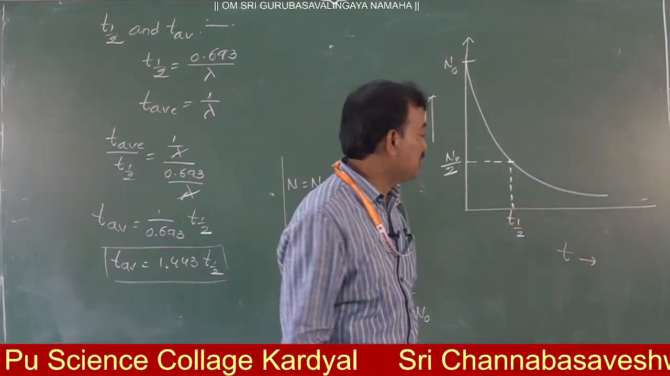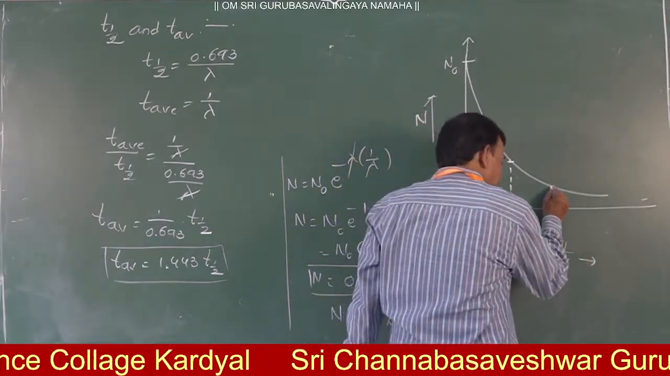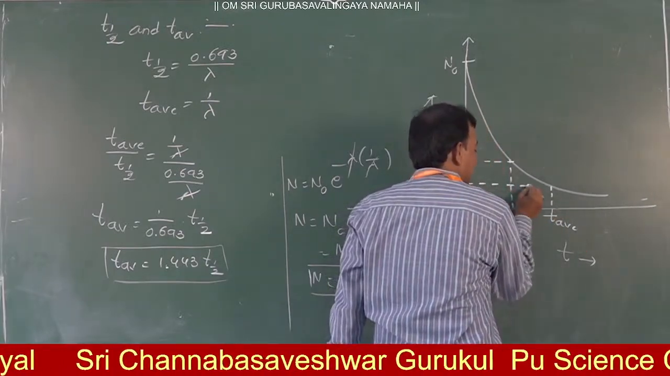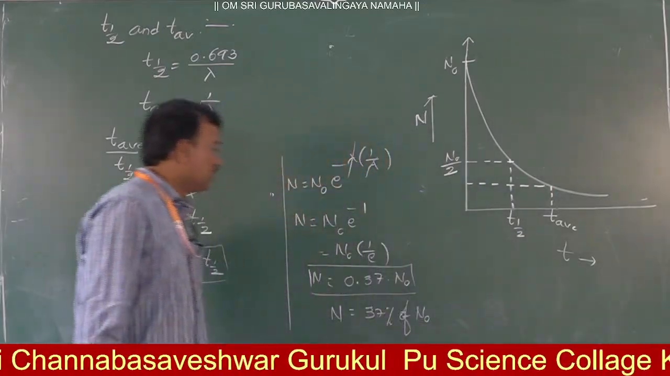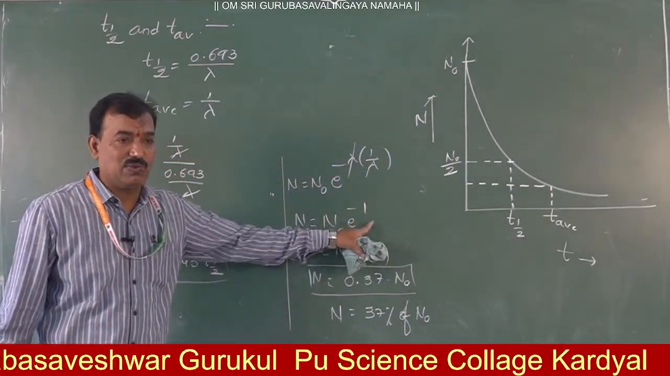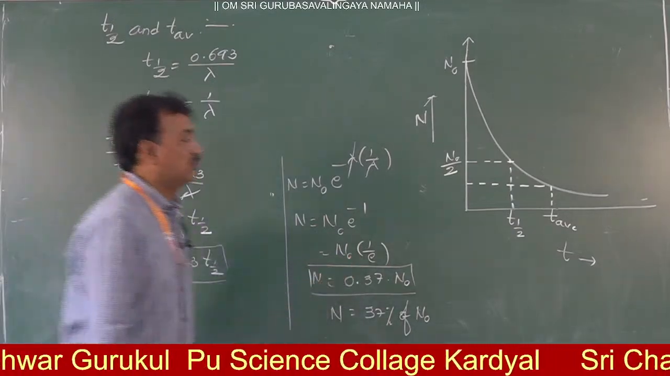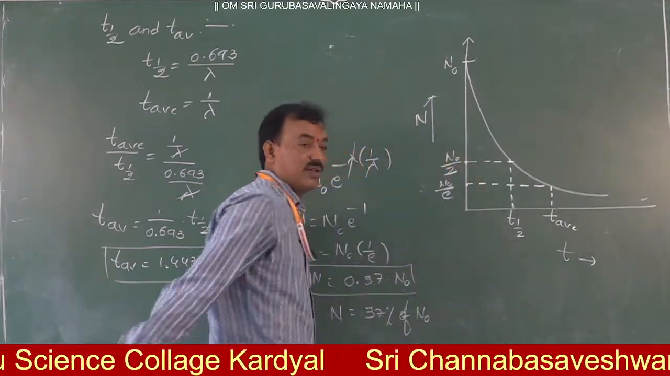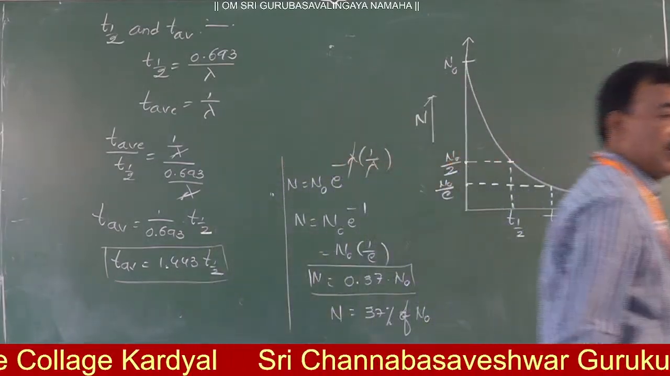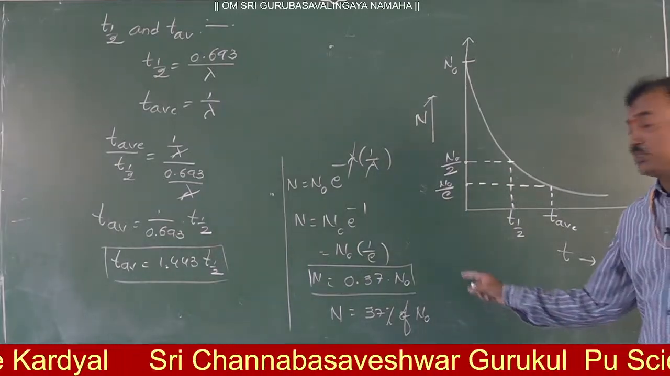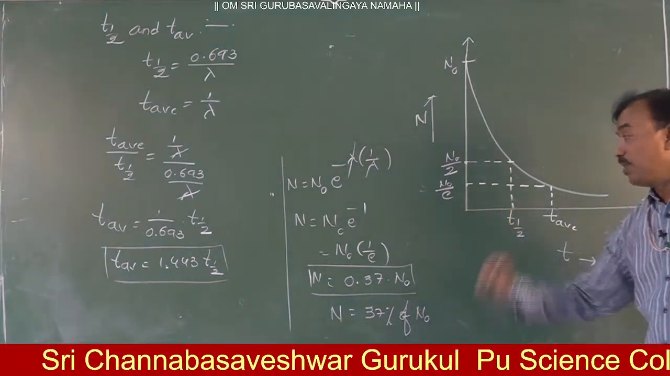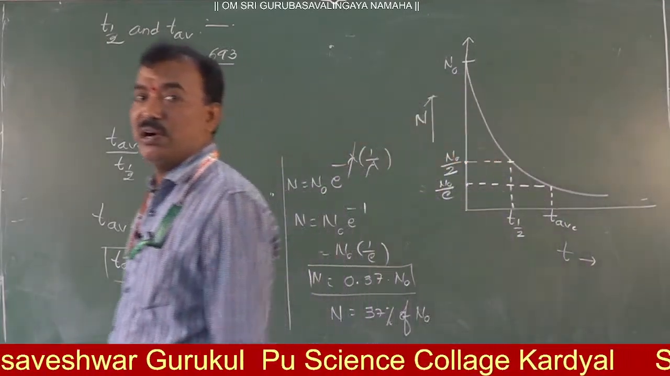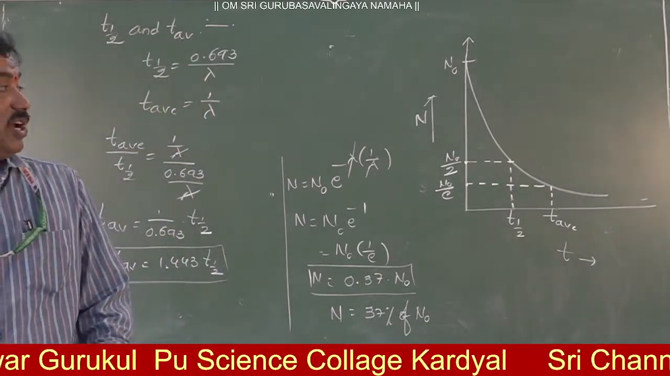Again, next one is the average lifetime, so this is T average. What is the equation here? See this equation: N is equal to N naught into e to the power of minus 1, so N naught into 1 by e. So this is equal to N naught by e. Okay, now please write down. So this is the average lifetime and half lifetime graph relation.